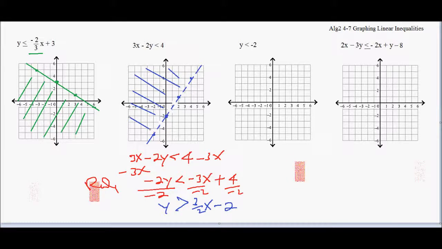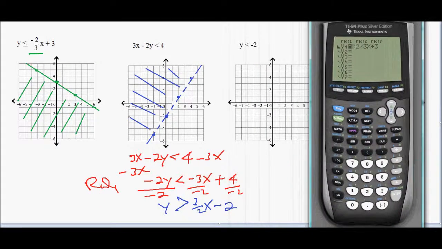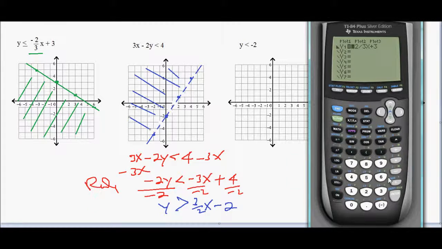So let's just do that on the calculator. So I have this. Well, I could delete this guy, and 3, and it's 2, and it's a minus, subtract 2, right? And it is greater than. Now the calculator doesn't have the ability to put that dash in there, and it's greater than. So I have to cycle through this stuff.